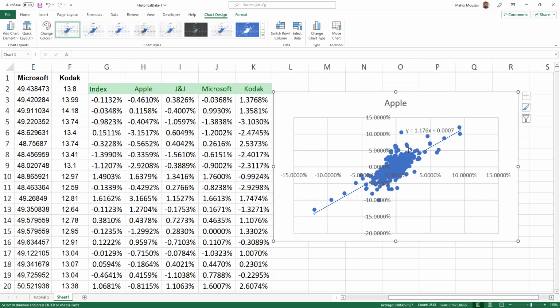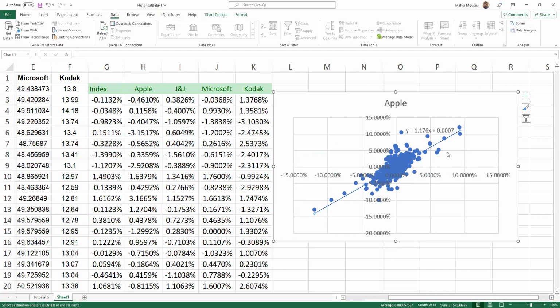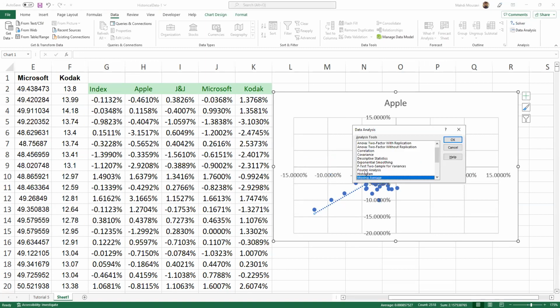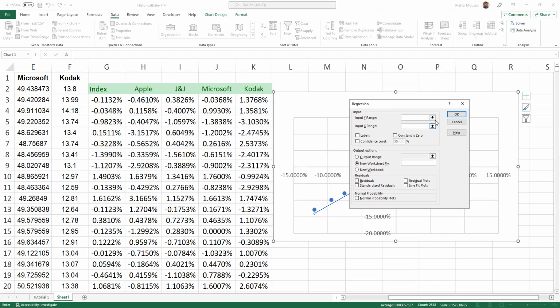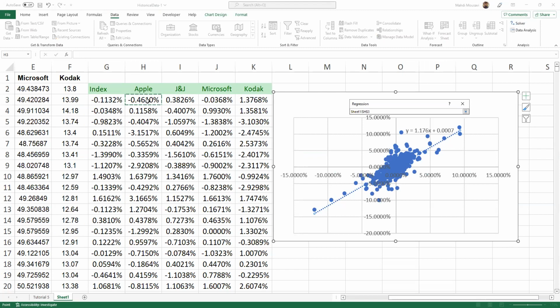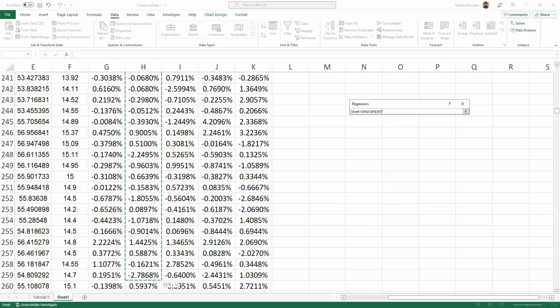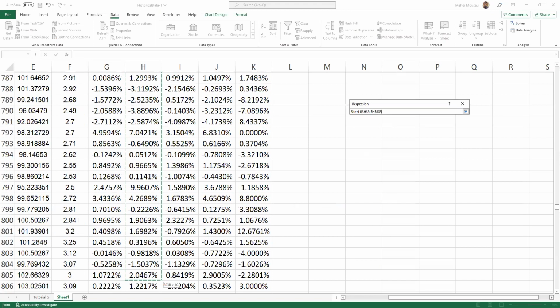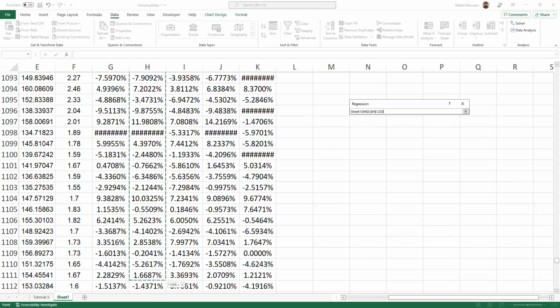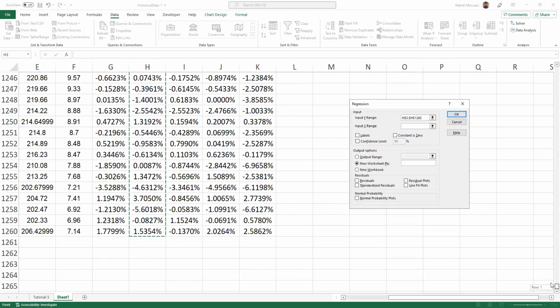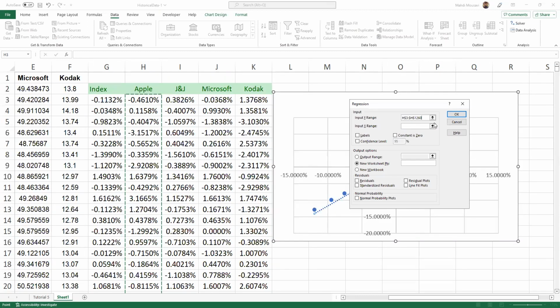And as I said, this equation represents OLS, ordinary least square, and we can calculate this equation or estimate this coefficient directly using regression. So if you go to data and click data analysis, we have got analysis tools. We can select regression and press OK. So here we are going to select input Y range. Y is our Apple daily returns. So I'm going to select all these data points. And next we have got X, which is our S&P index.